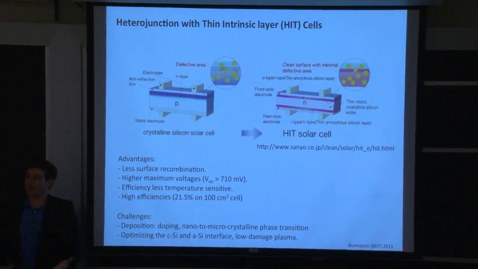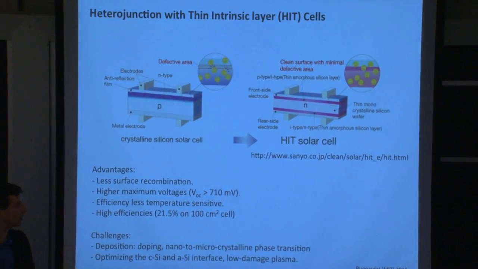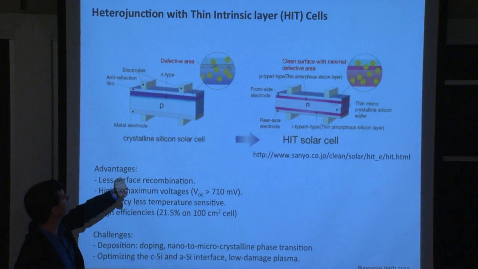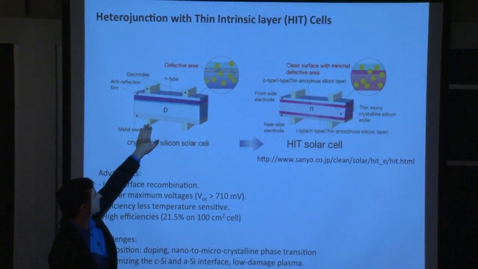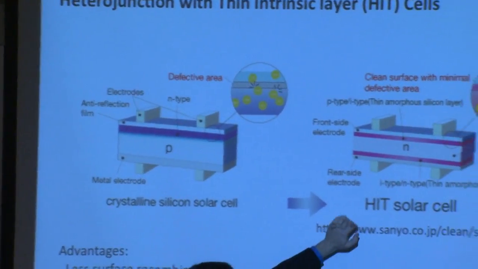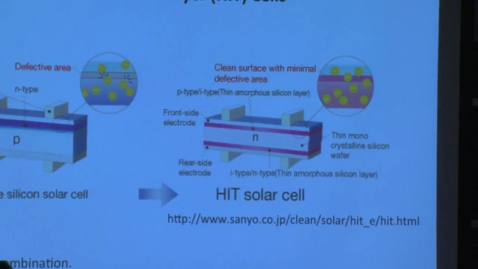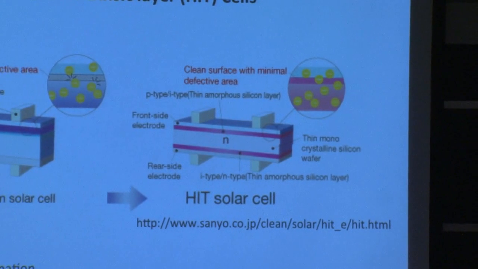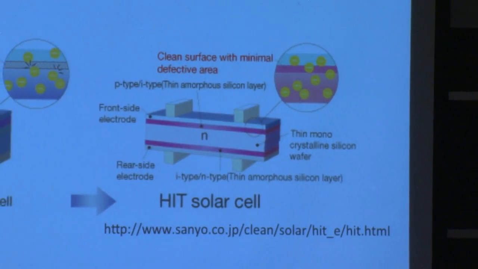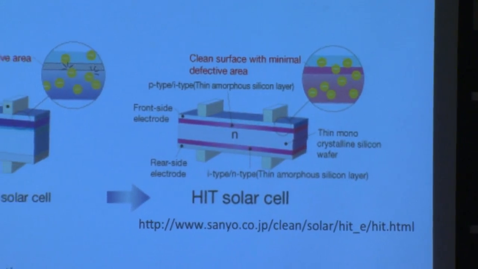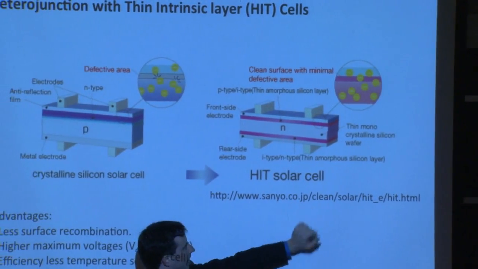So there are attempts to integrate amorphous silicon into regular crystalline silicon technology as well. It turns out amorphous silicon passivates the surfaces very nicely. And you can create what's called a HIT cell structure, which is a heterojunction with a thin intrinsic layer, using a silicon substrate. Typically what's used is an N-type base, and then the amorphous silicon layers are deposited on either side.